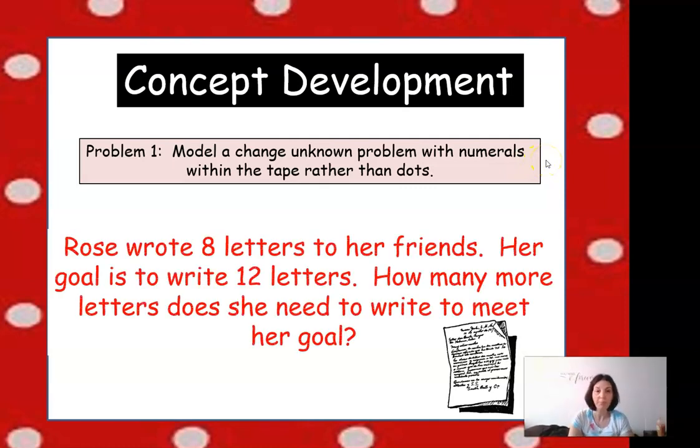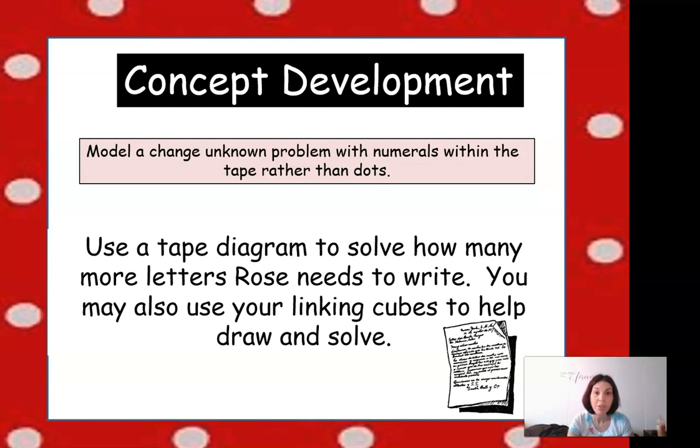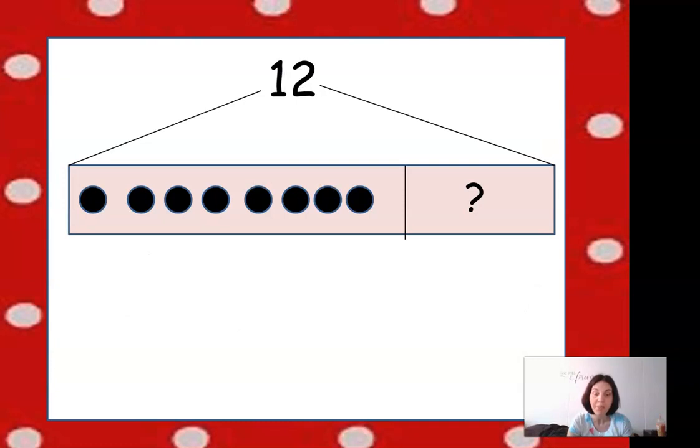Here's our word problem. Rose wrote 8 letters to her friends. Her goal is to write 12 letters. How many more letters does she need to write to meet her goal? We're going to unpack this word problem. So first we read our word problem. Next, we want to use a tape diagram to solve how many more letters Rose needs to write. We can also use linking cubes to help us solve it.